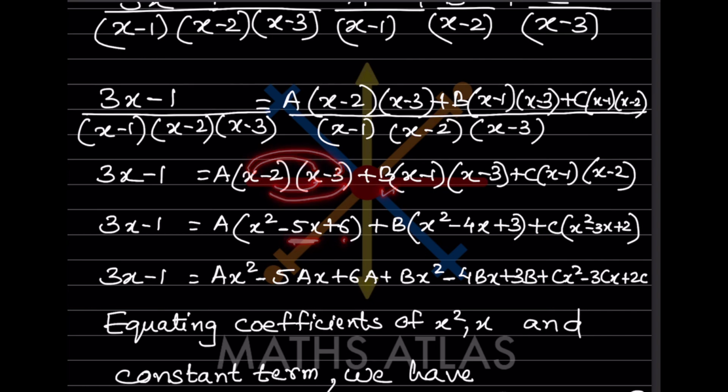For this b, x square minus 3x minus x, and minus 1 into 3 is going to be plus 3. So minus 3x minus x is going to be minus 4x plus 3. For c, x square minus 2x minus x, and minus 1 into minus 2 will be plus 2. So minus 2x minus x is going to be minus 3x and plus 2.